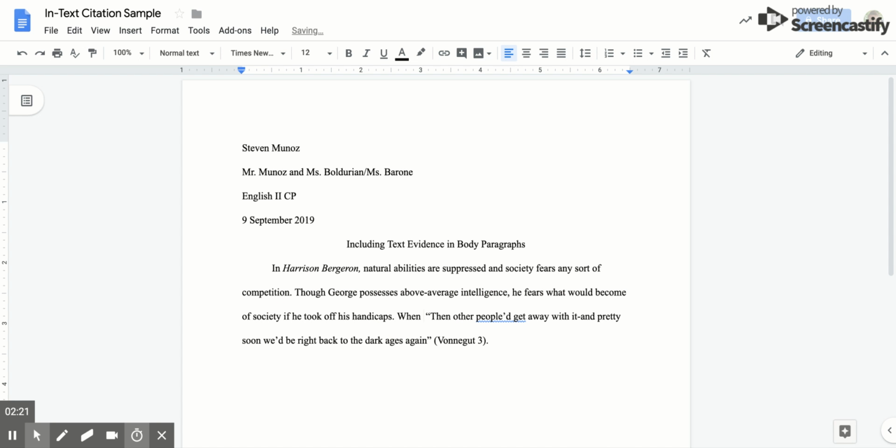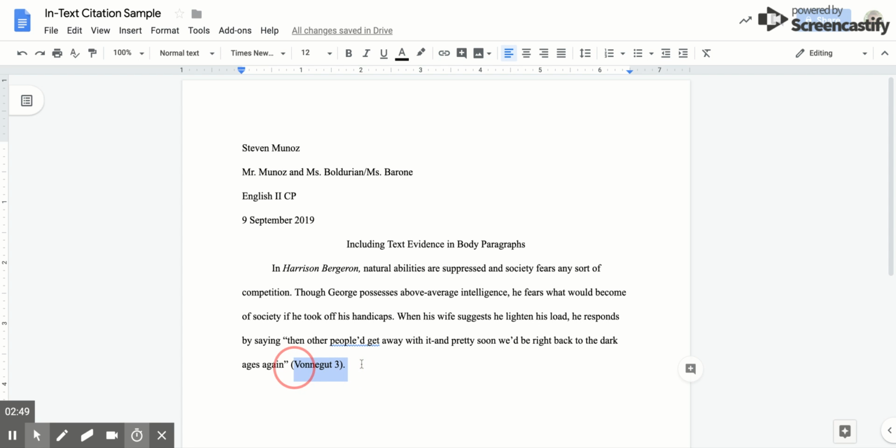Now let's introduce the quote by giving the context of the situation in which he said it. When his wife suggests he lighten his load, he responds by saying, and now we're back at the quote, but we've added context that allows it to connect back to your argument. "Then other people get away with it, and pretty soon we'll be right back in the Dark Ages again."